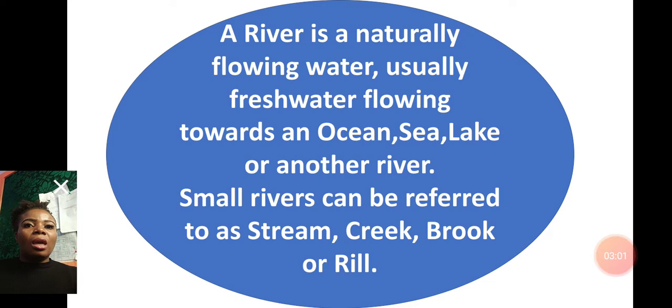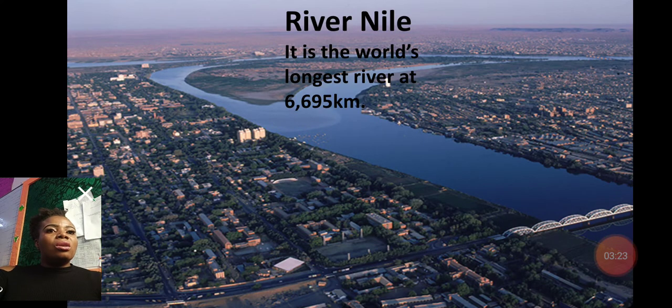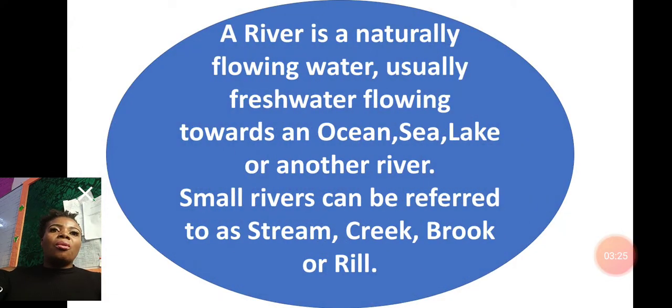A river is a naturally flowing water, usually fresh water flowing towards an ocean, sea, lake, or another river. Small rivers can be referred to as stream, creek, brook, or rill. I told you that we'll be talking about rivers in the world, in Africa and in Nigeria, right? Now we're going to start with rivers in the world. We'll be looking at just some rivers in the world.